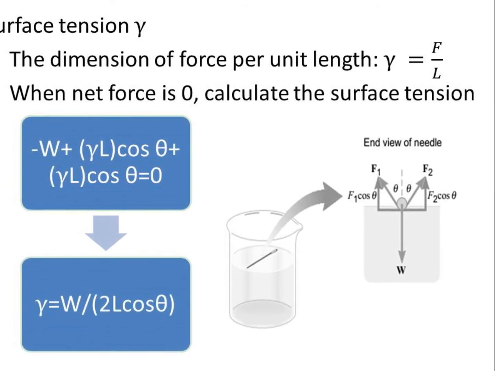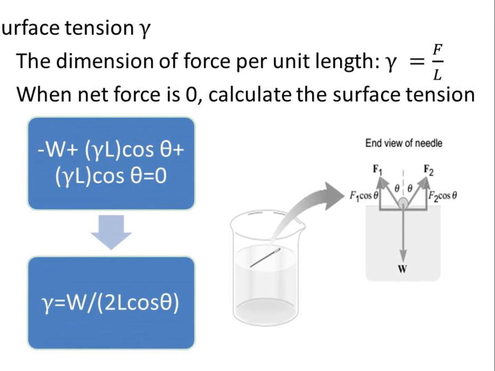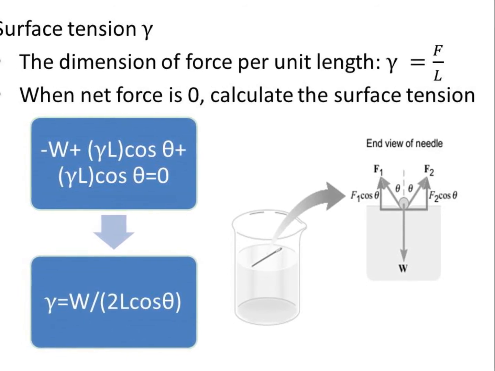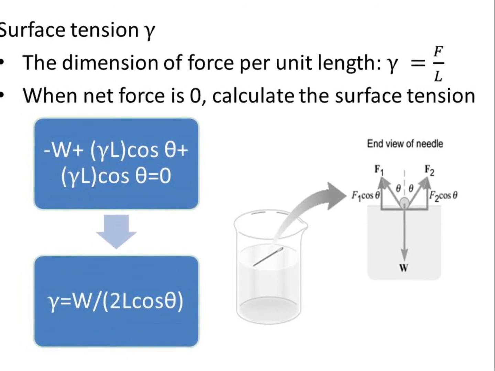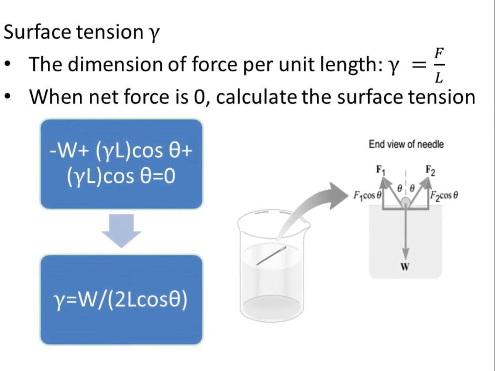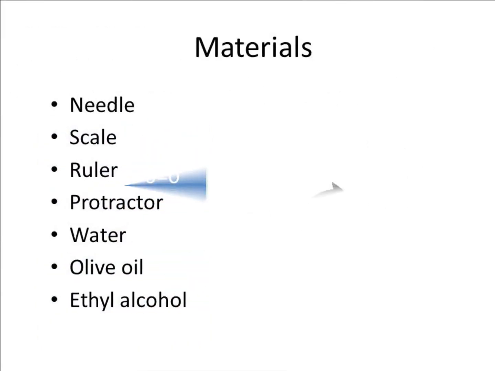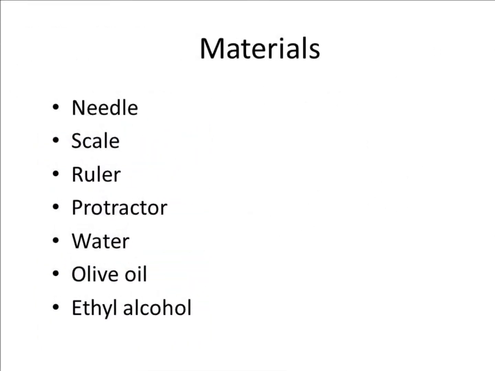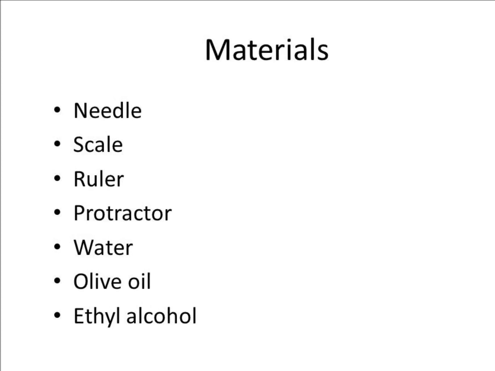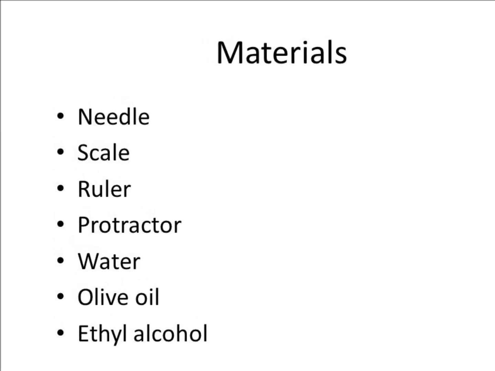We aim to calculate the surface tension of water, olive oil, and ethyl alcohol at room temperature by using the equation shown here. Then we compare the calculated surface tension to the corresponding theoretical surface tension values for further error analysis. The materials we used in our experiments are needle, scale, ruler, protractor, water, olive oil, and ethyl alcohol.